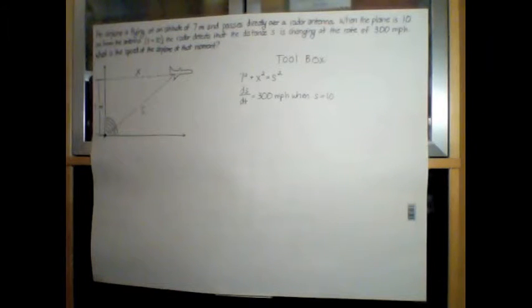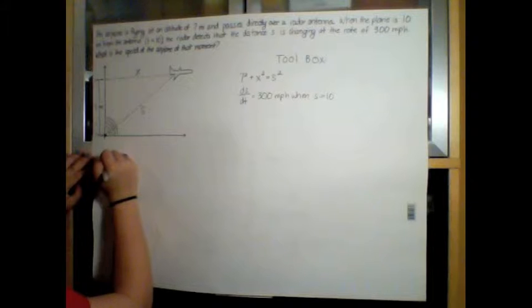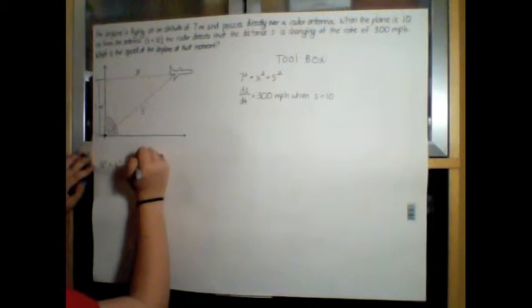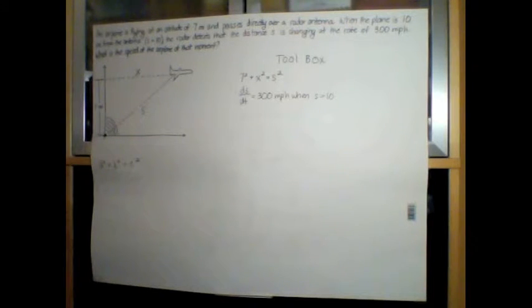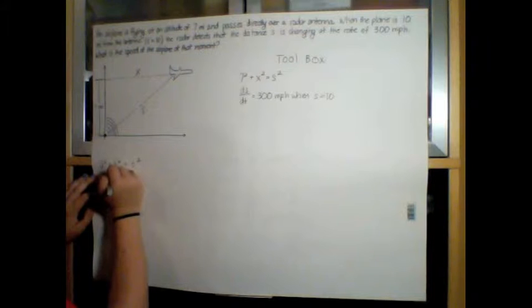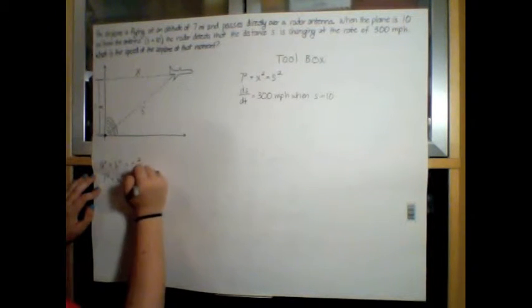Okay, and then we can go down here and solve the Pythagorean triangle. So we know the altitude is always going to be 7. The altitude is not changing. And we know they gave us that s is 10. So the theorem is a squared plus b squared equals c squared. And then we can plug in the numbers that we have, which is 7 squared plus x squared equals 10 squared.